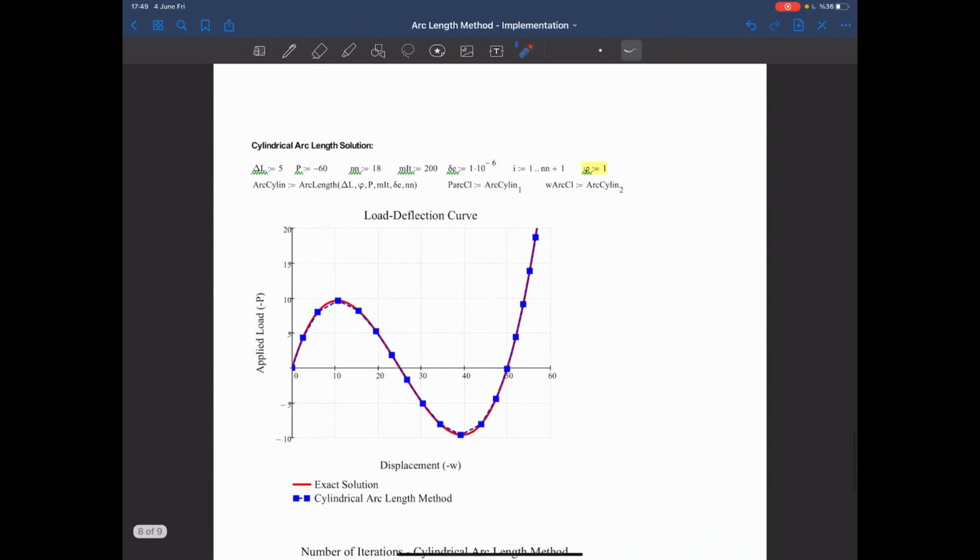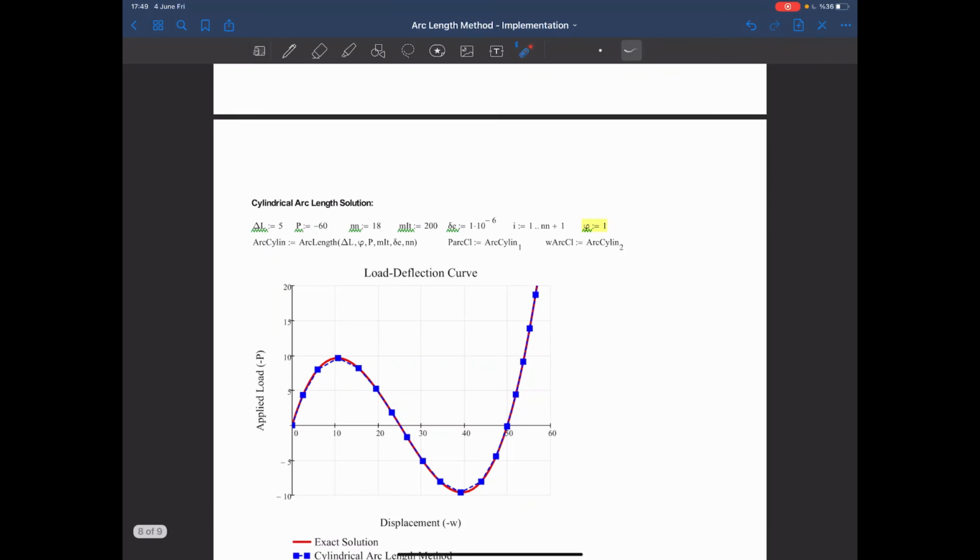Now let's take a look at the cylindrical arc length method. In that case, our phi factor is equal to 1. Again, I'm using the same parameters, delta L is equal to 5, P is equal to 60. So when you look at these points, it looks like they all have some sort of a very similar distance in between in terms of arcs.